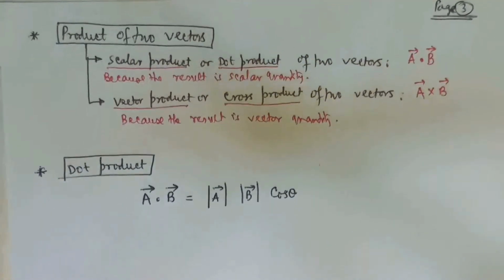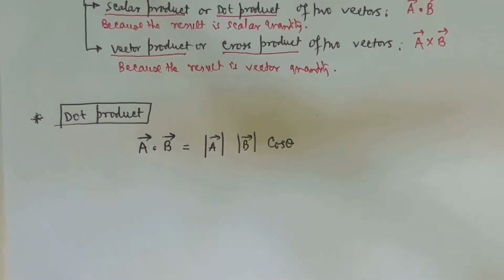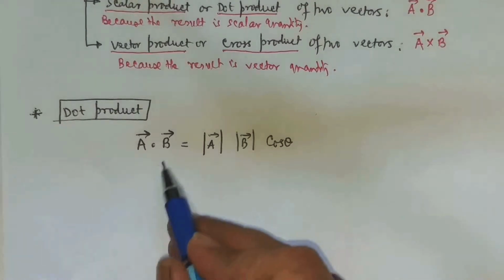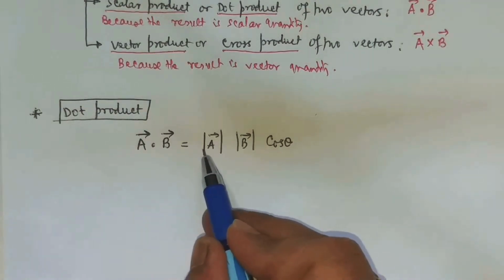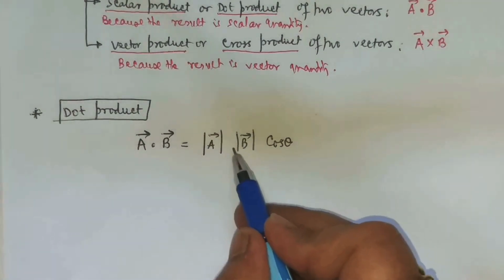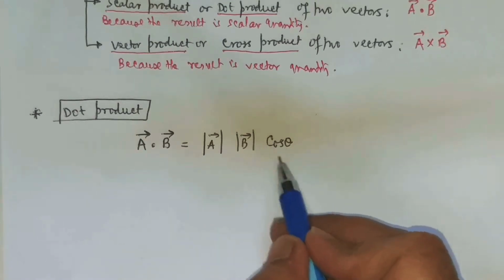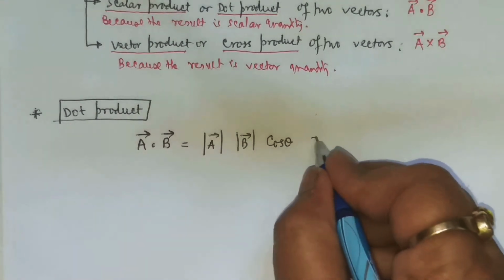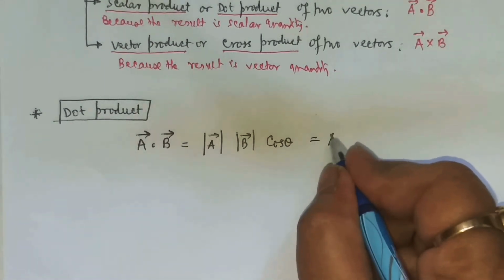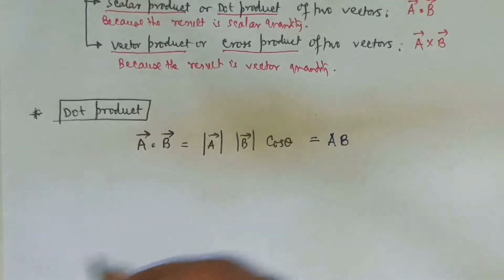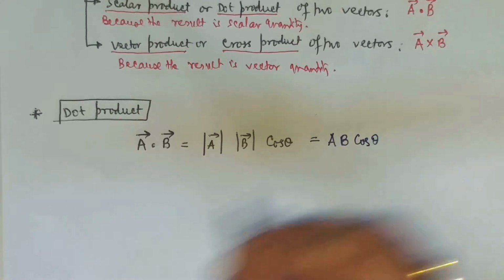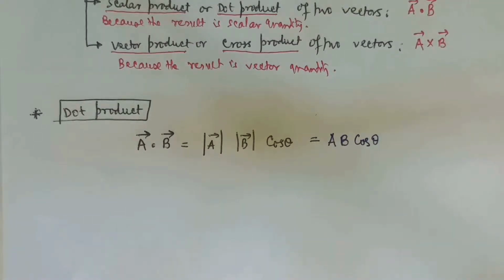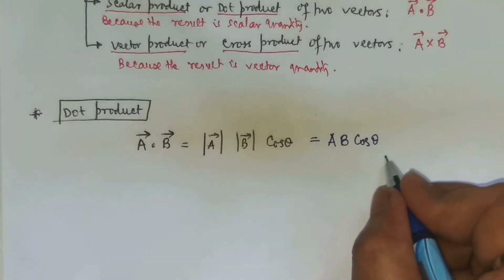Now let's discuss a little brief about the dot product. Dot product A dot B is defined as the magnitude of the first vector into magnitude of the second vector into cos of the angle between the two vectors. So if the magnitude of the first vector is simply A and that of the second vector is B, we have AB cos theta. So it not only depends upon their own magnitudes, but also upon the cosine of the angle between them.